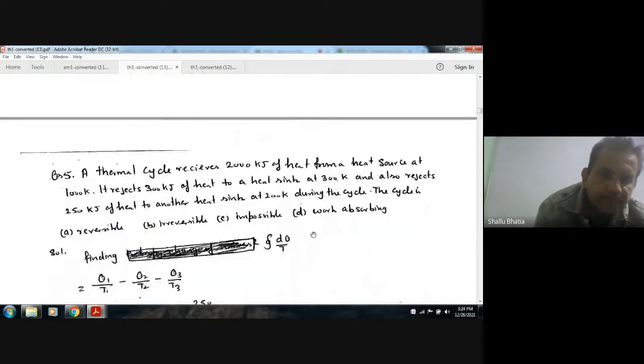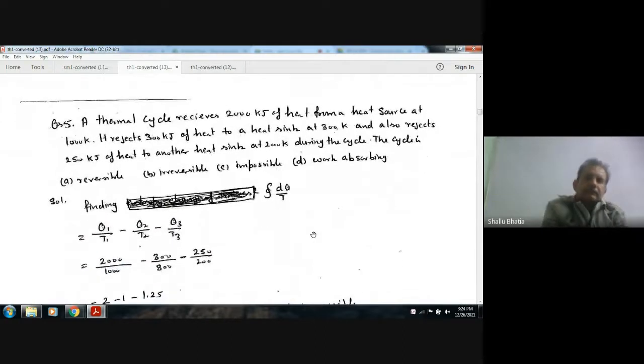Next, a thermal cycle receives 2000 kilojoule of heat from a heat source at 1000 Kelvin. It rejects 300 kilojoule of heat to a heat sink at 300 Kelvin and also rejects 250 kilojoule of heat to another heat sink at 200 Kelvin during the cycle. Now you have to tell whether the cycle is reversible, irreversible, impossible, or work absorbing.